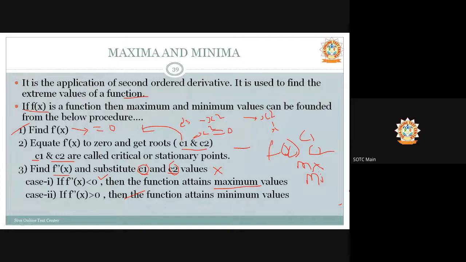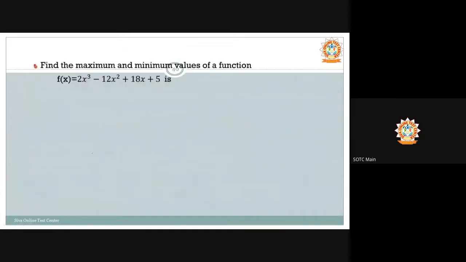Let us try to solve the problems. Find the maximum and minimum values of a function f of x equal to 2x cube minus 12x square plus 18x plus 5, right? First you need to find f dash of x. So tell me what f dash of x will become. This is 6x square minus 24x plus 18, is equal to 0. So you need to equate f dash of x to 0.